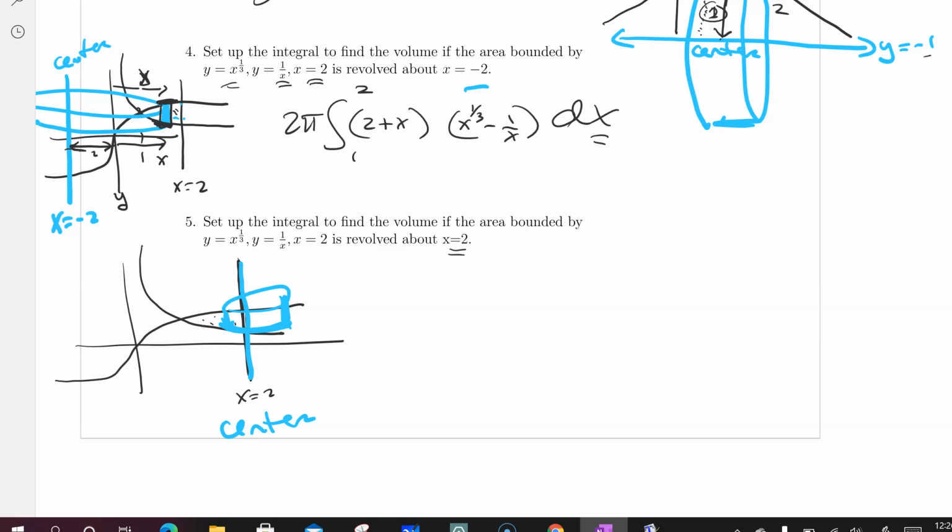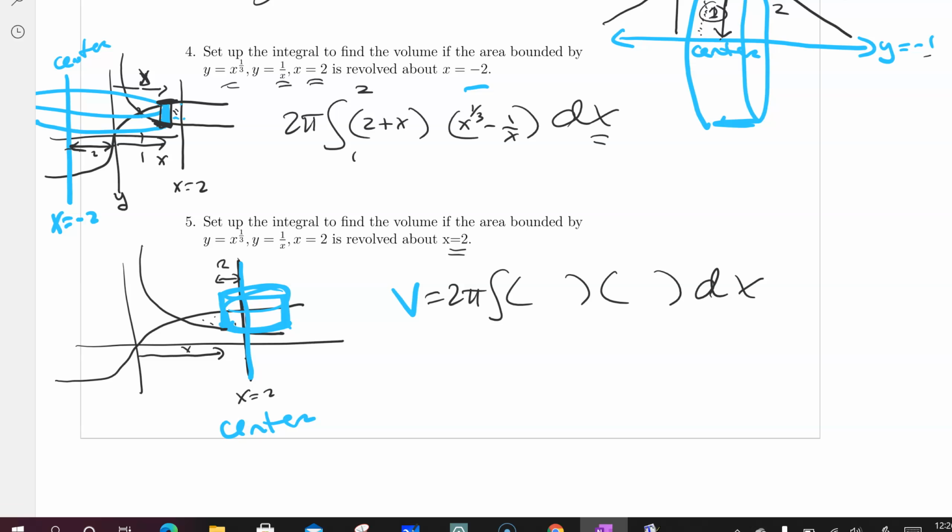So let's look and see what I've got. Volume will be 2 pi, radius, height, and I can see it's dx integration. So let's do the radius first, because that's the hardest part, I think. So from here to here is the radius, right? From here to here, where I built the rectangle, that's x.